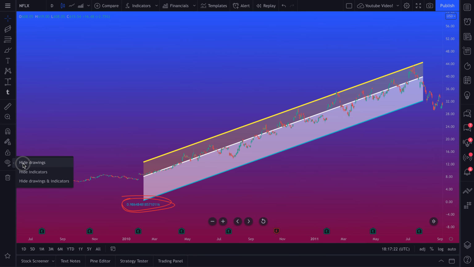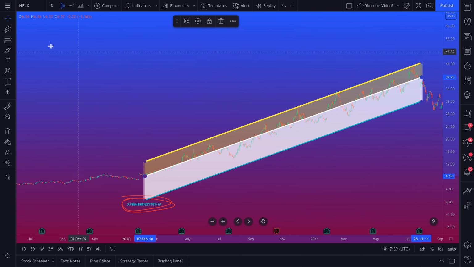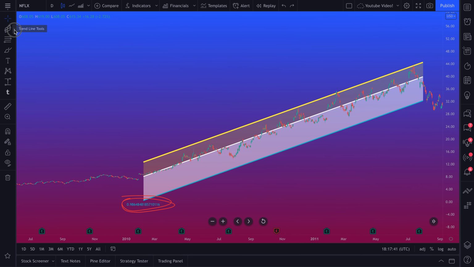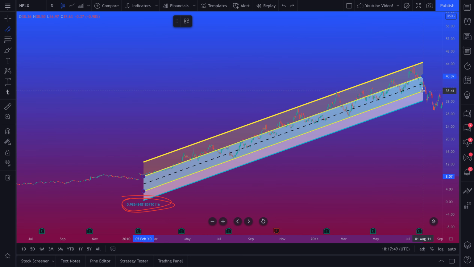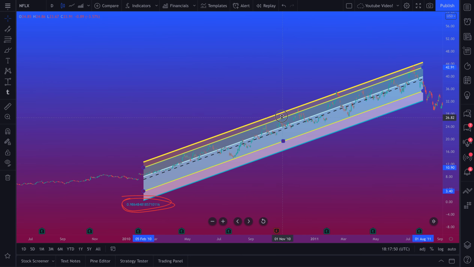So that is really important, and we're just hiding the regression trend for now. So what we're going to do is click our channel tool again, and now we can take the starting point, the ending point. Oh, sorry, that was the regression trend. Let's undo that. Let's go to our parallel channel, get our starting point and our ending point, and remember this is the, let's change this.